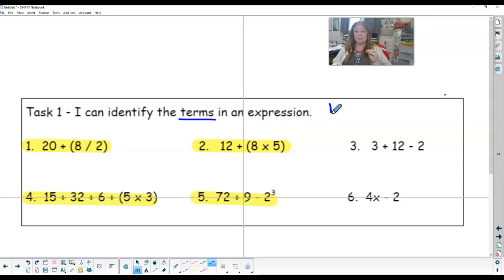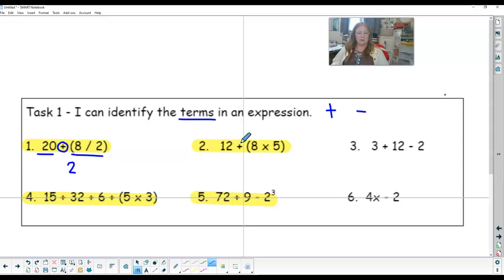So remember, terms are separated by adding and subtracting. Multiplying and dividing are already stuck together, so it's already putting those in a group. We're using adding and subtracting signs to break things up. So here I have one add or subtract sign. This says 8 divided by 2. That's one thing, that's a group. So here I have 20 and I have 8 divided by 2. So there are two terms in this expression.